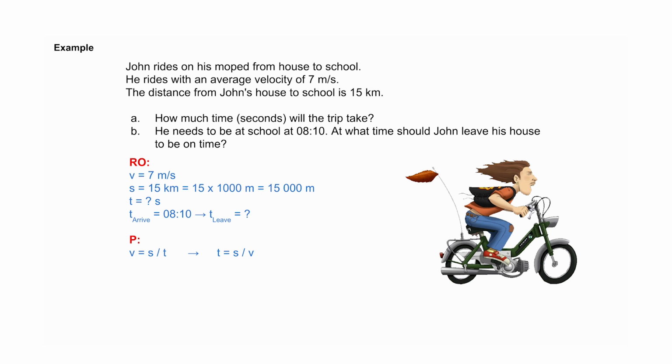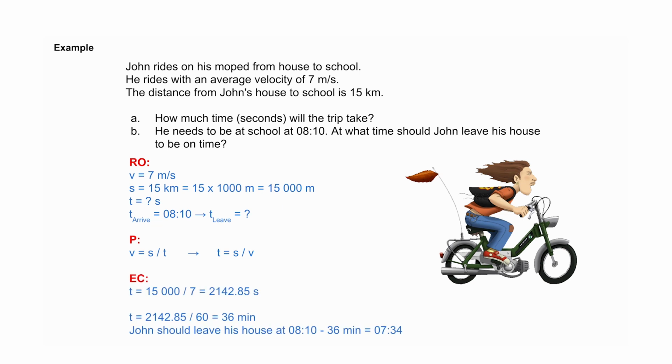Then the third and final step is execute and check. At this step, we write down all calculations to find the answer. t equals 15,000 meters divided by 7 meters per second equals 2,142.85 seconds. To find an answer to B, we need to divide the total amount of seconds by 60, and then we find that the time equals 36 minutes.